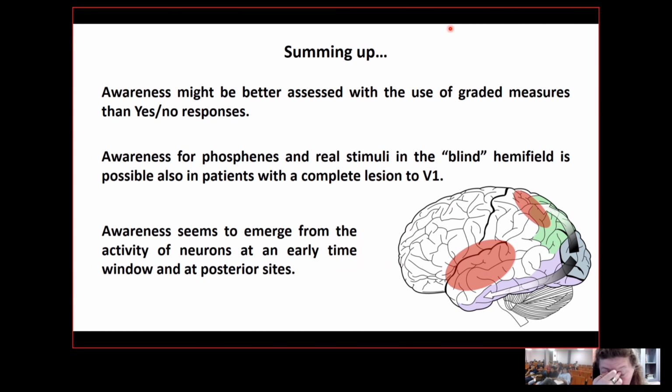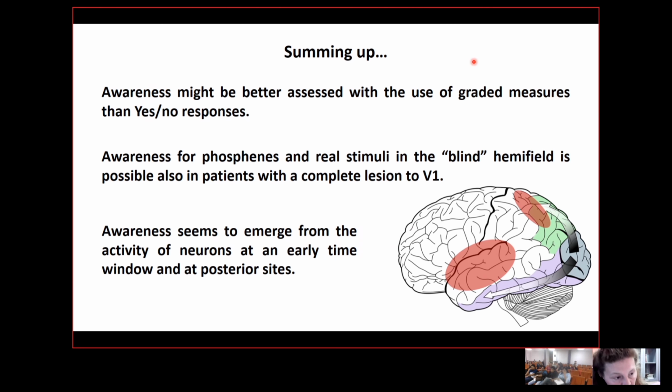So by putting together all these pieces of evidence, what I would say is that, first, at the subjective reports level, if you want to assess in a good manner whether a patient is conscious or not, you may better think of using graded measures instead of yes or no responses, because you may see that the patient says they saw something which cannot emerge using yes or no responses.